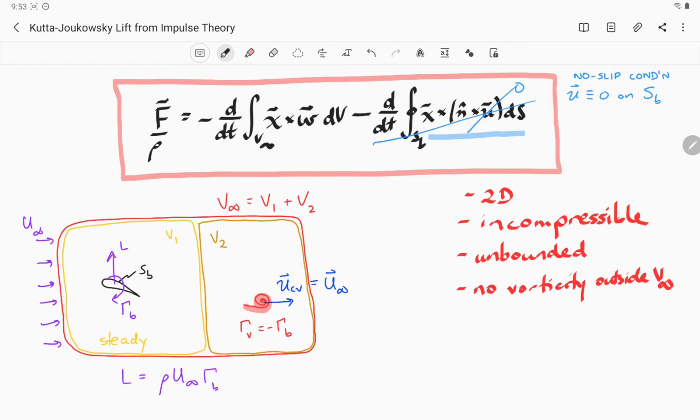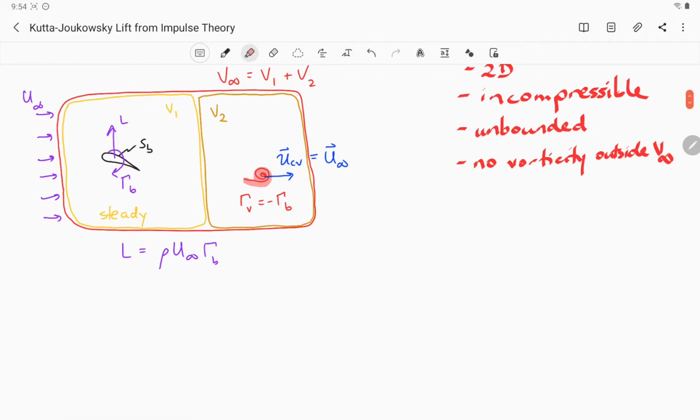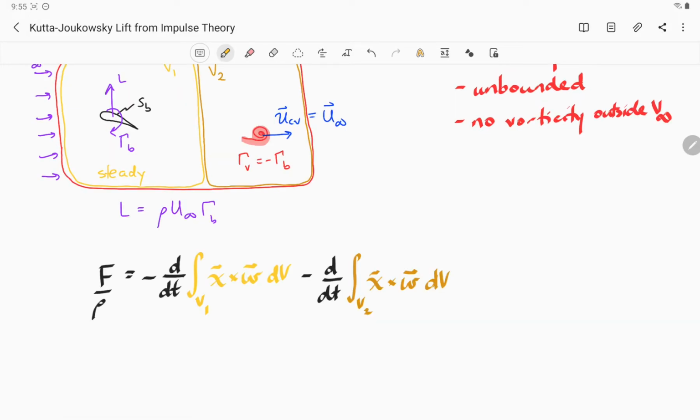So now to proceed, I'm going to go back to the original equation, and I want to take this impulse integral and split it up into two over V1 and V2. So we'll just rewrite that out down here. So we have the changing impulse in the two subdomains. Now we've defined the first domain on purpose such that the flow is steady, which means that the time derivative of all parameters inside of it is 0.